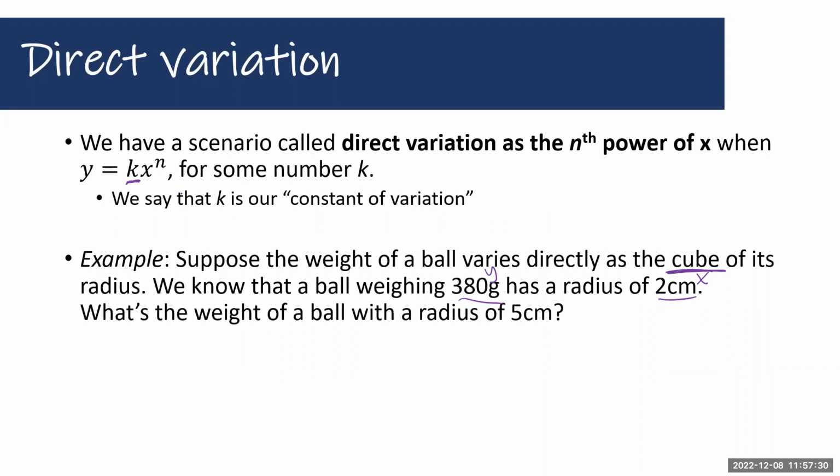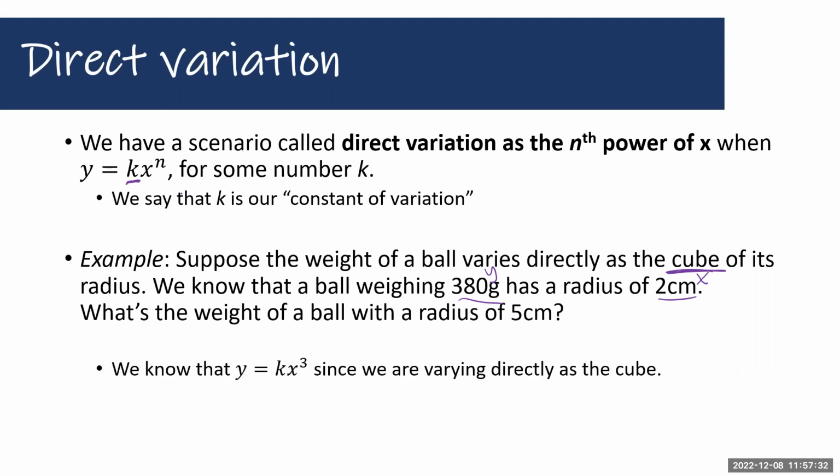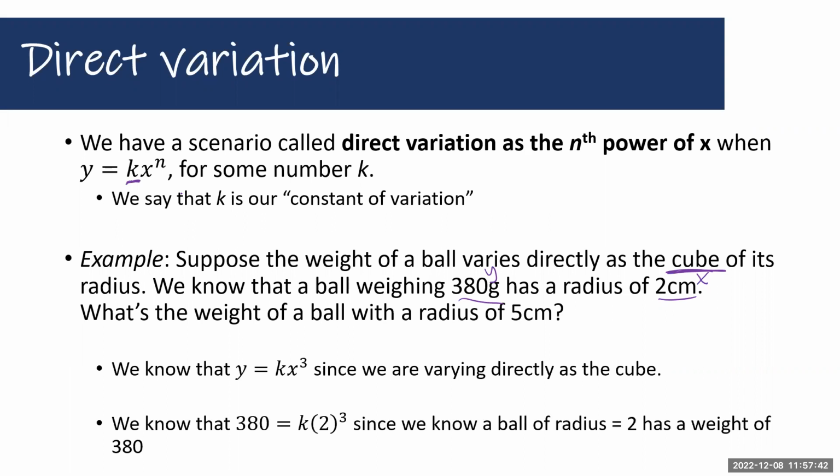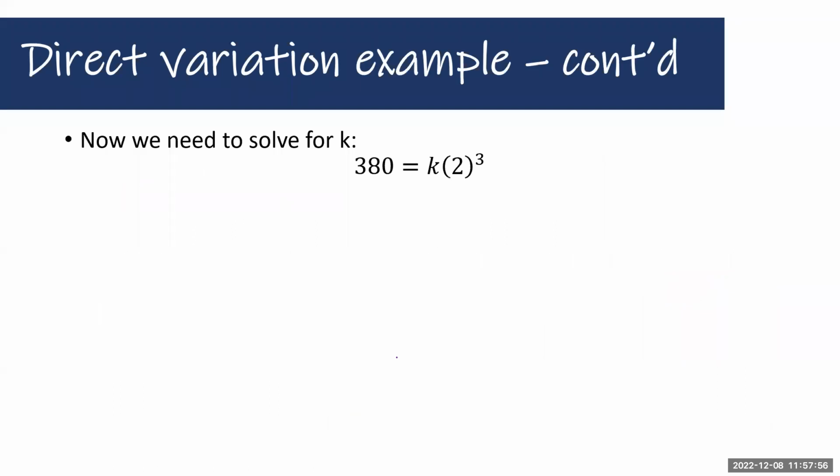So this is kind of a two-step problem. The word cube tells us that y equals k times x cubed somehow. But now we need to solve for k. We know that when x is 2, y is 380. So let's plug those in and solve for k. 380 equals k times 2 to the 3rd. We can solve for k simply by solving that out. 380 is going to equal 8k, which means k is going to be 47.5.